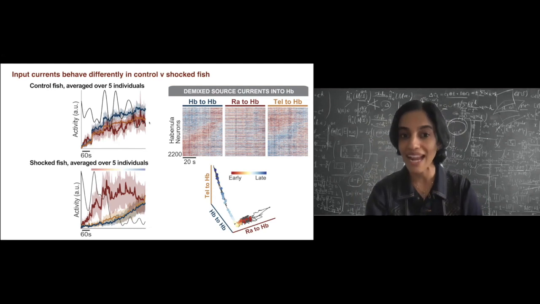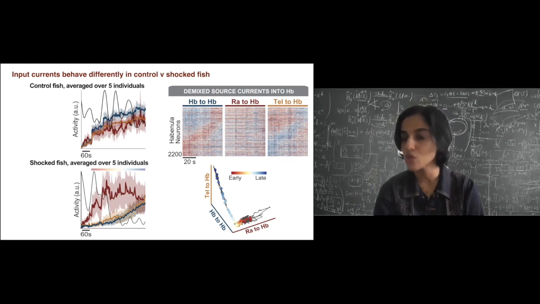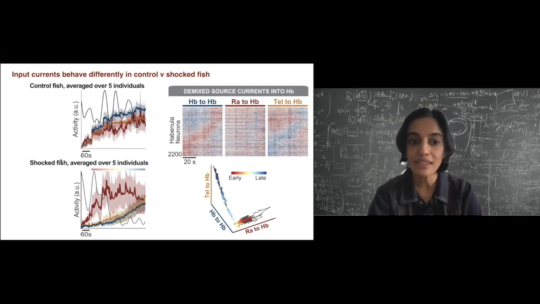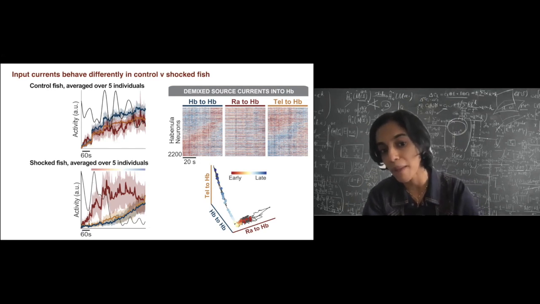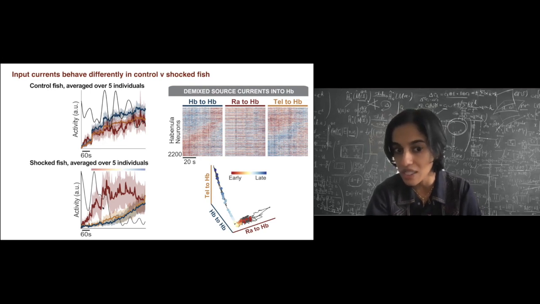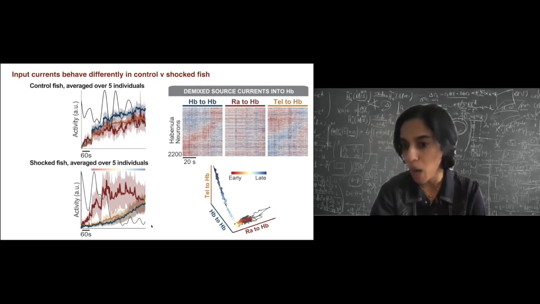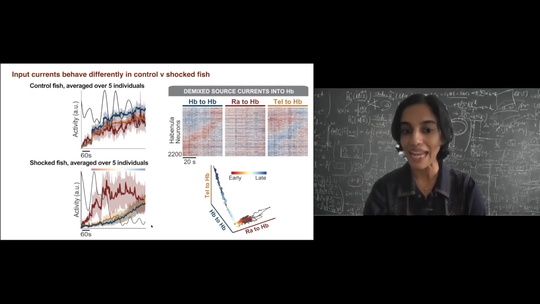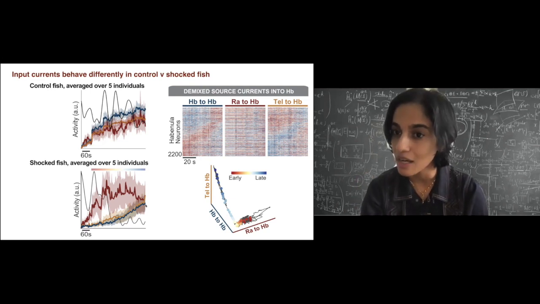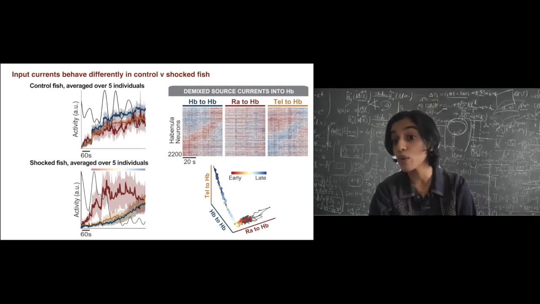And once again, activity is also similarly plotted here, control fish on top. The three currents don't seem to do anything different during the different epochs of the task. In the shocked fish, the active coping, or the early part, is more correlated with ramps in the raphe to habenula current. And it's only later on, probably related to passive coping, that the habenula to habenula and telencephalon to habenula currents start to go up, as you see in the blue and the yellow respectively.